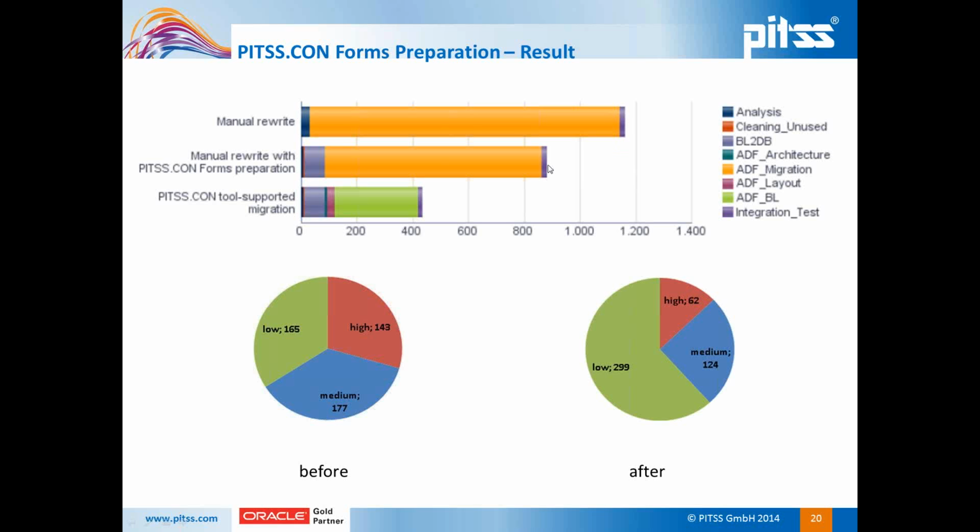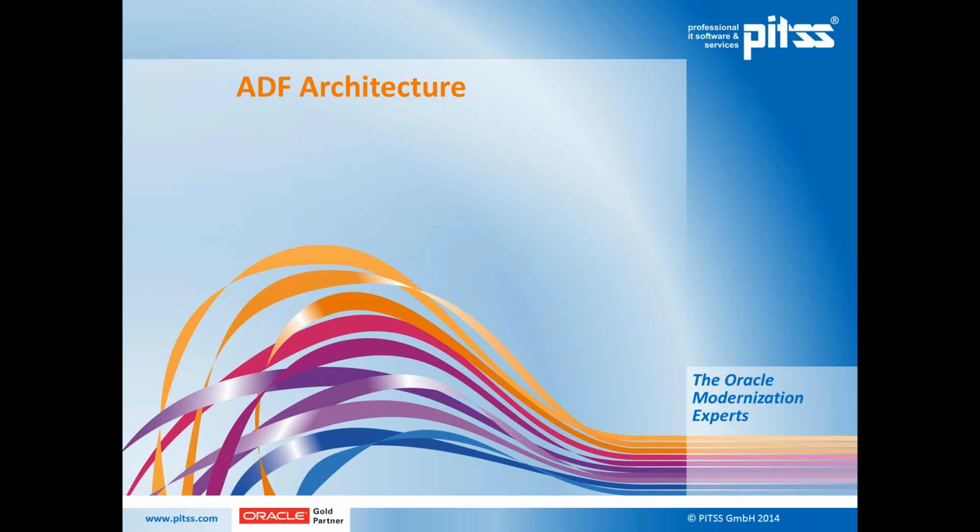So we could reduce it only by removing dead code, unused code, redundant objects, and also moving the business logic to the database by almost one third. By then using the PITSS generator, it can also reduce the overall effort in this kind of application by almost 70%. So PITSS can help you to reduce the complexity of your application. And if you prepared your forms in a good way, and you took care of the forms before you start the migration, it can already save you a lot of time upfront.